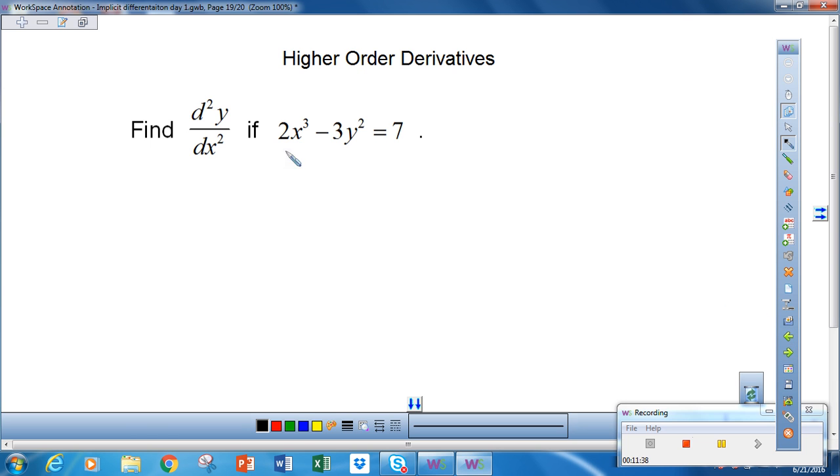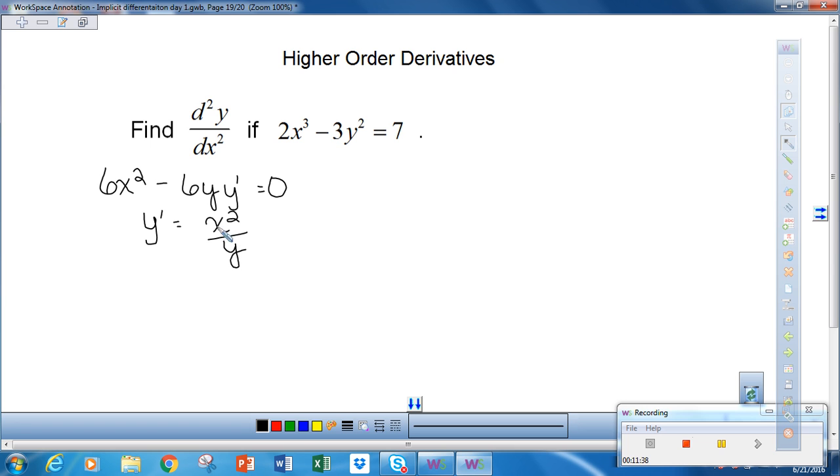Okay, last one is to find higher order derivatives. So we're trying to find the second derivative. In order to find the second derivative, we have to find the first derivative. So finding the first derivative using implicit gives us 6x squared minus 6y y prime equals 0. So y prime is equal to x squared over y, if I simplify, dividing -6x squared by -6y.